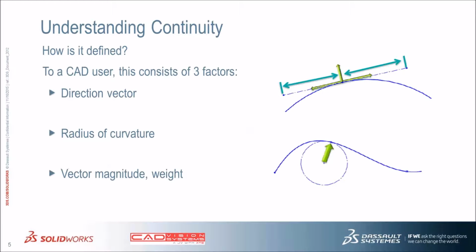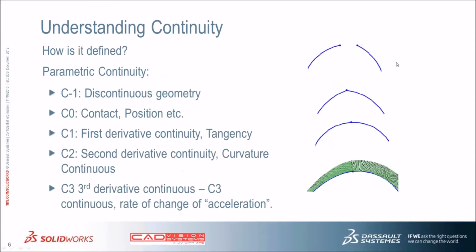Now, continuity from a CAD standpoint can be looked at from three factors: direction vector, radius of curvature, and the magnitude of the vector. Some of us have faced the following questions before. What do these C1, C2 surface standards contain? So here let's have a look at them.